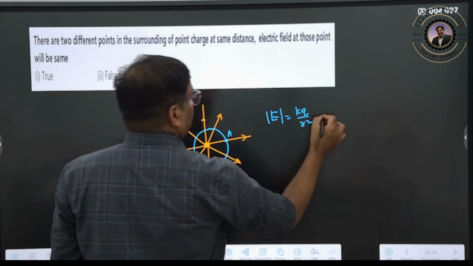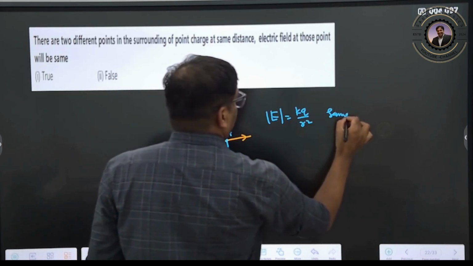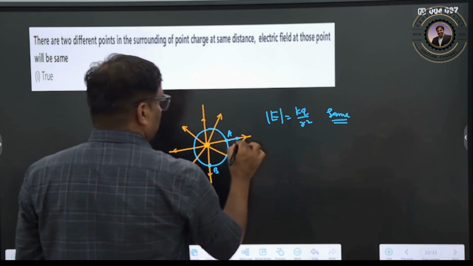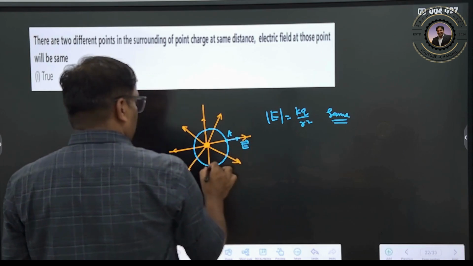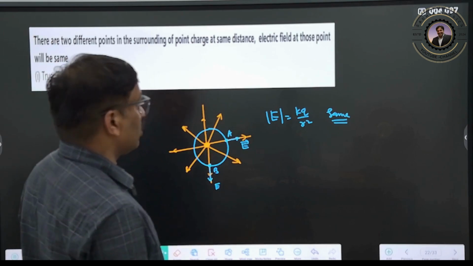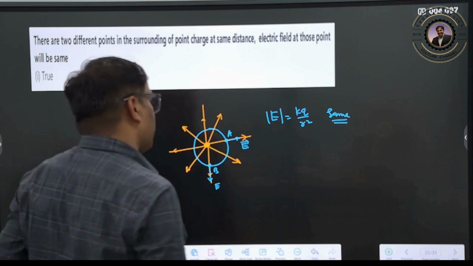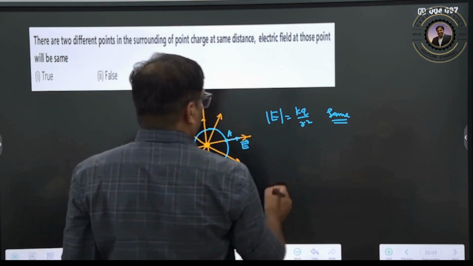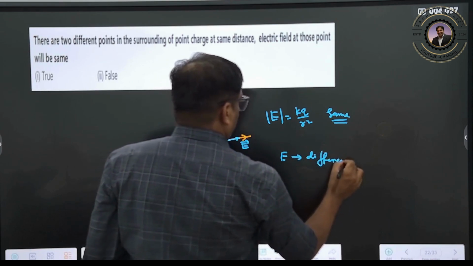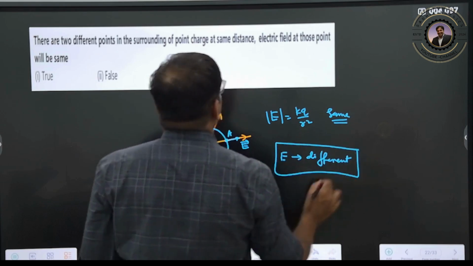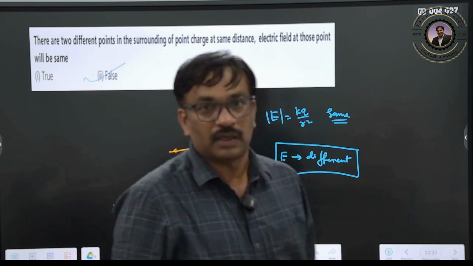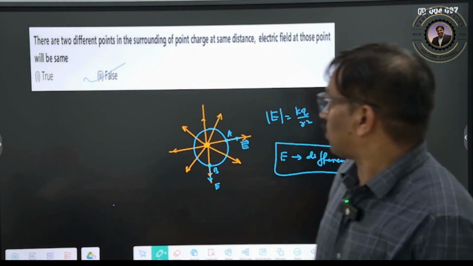Magnitude is same, but electric field has a direction. Therefore, along this one electric field is in this direction. Along this one electric field is in this direction. Direction is different. So magnitude is same, direction is different. Therefore, electric field is a vector quantity. So therefore, electric fields are different. Clear? So therefore, the statement that the electric field at those points will be the same is a false statement. Clear?